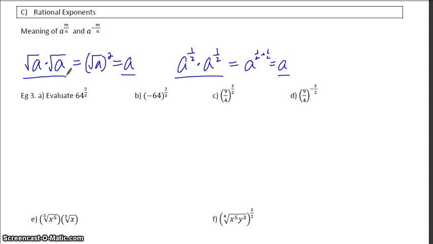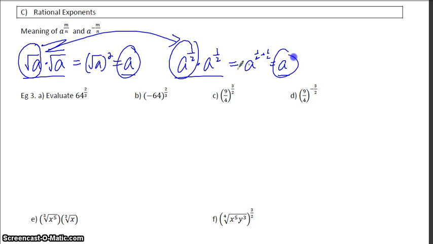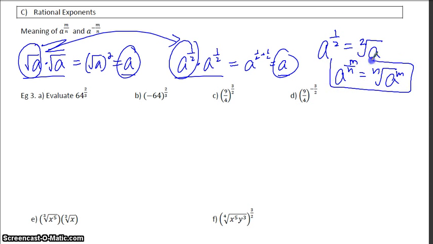What does it mean? It means this is equal to that. Do you see the parallel? They both multiply to a, right? So these two things must be equal. That's our rule: a to the 1/2 is the square root of a. Generally, a to the 1 over n is the nth root of a. And if you have an m here, that's just the power of m, so you just put an m there. That's our exponent law.